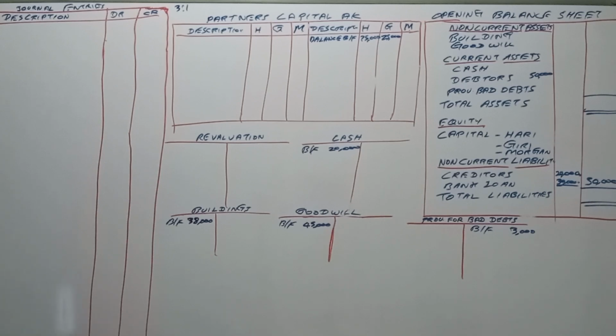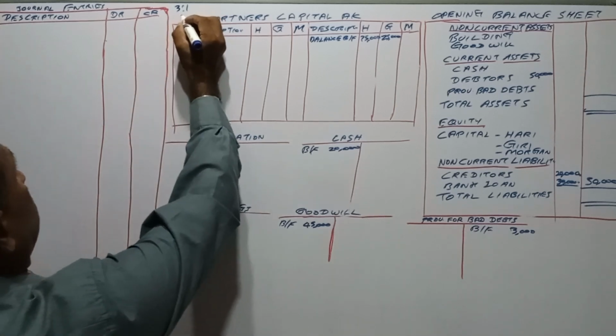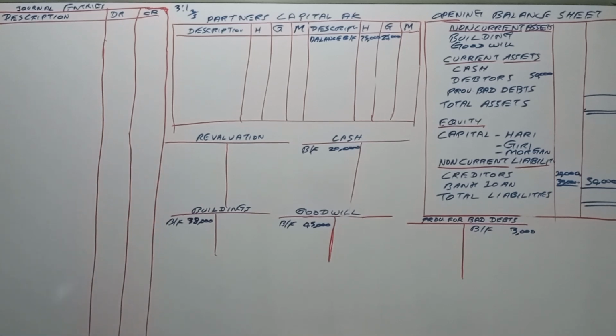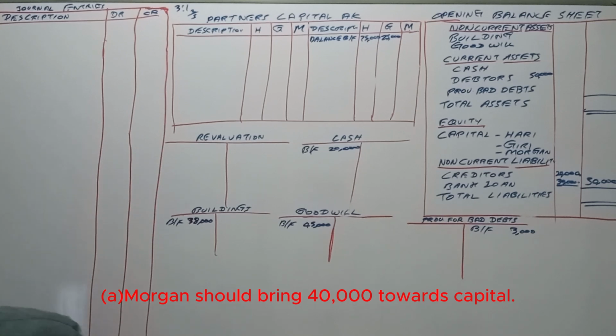On 1st April 2020, they decided to admit Morgan into the partnership for a 2/5 share of profit of the firm. The following is given: Morgan should bring 40,000 towards capital.